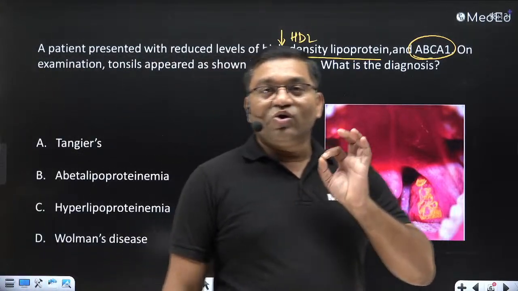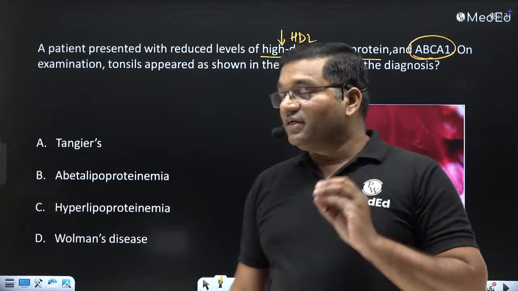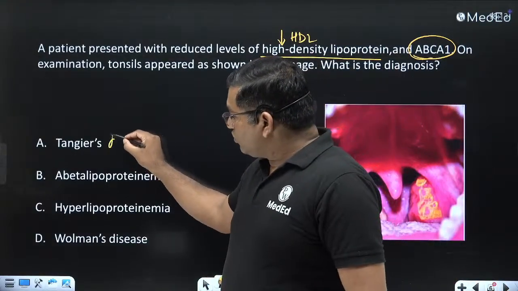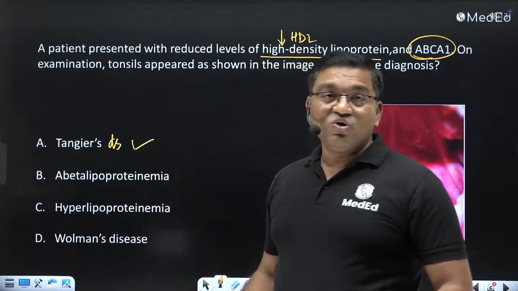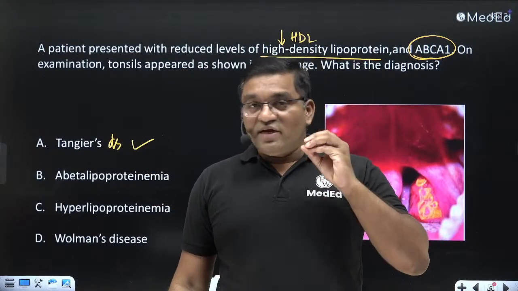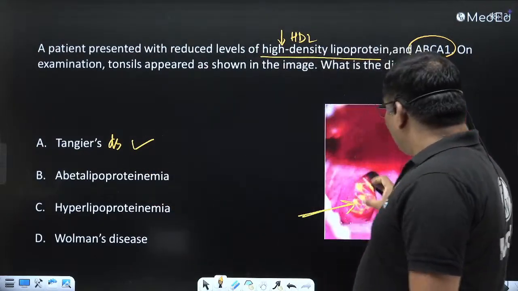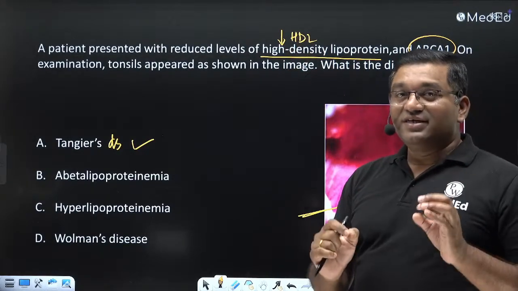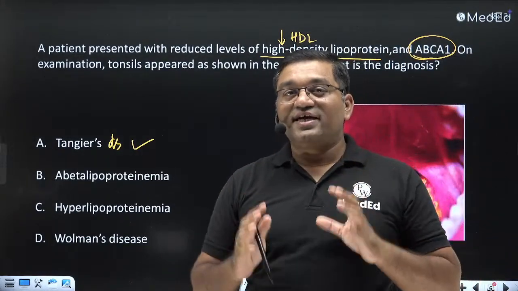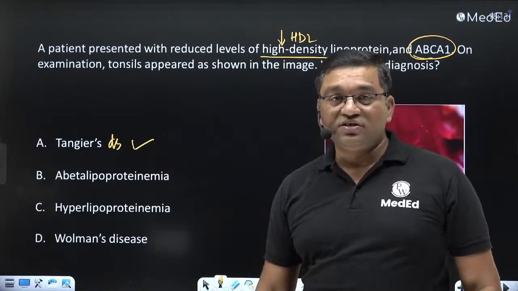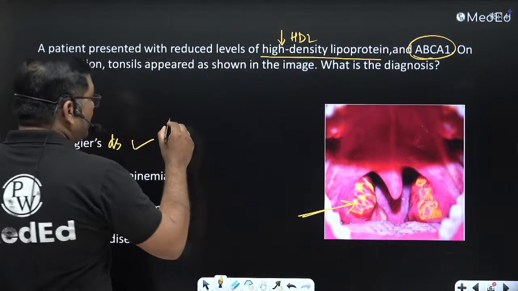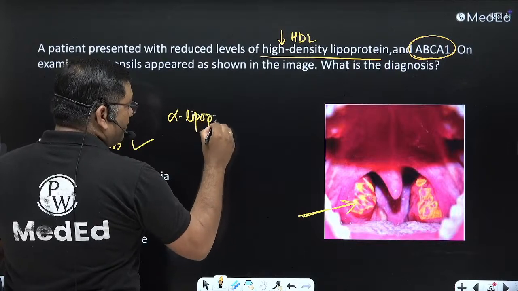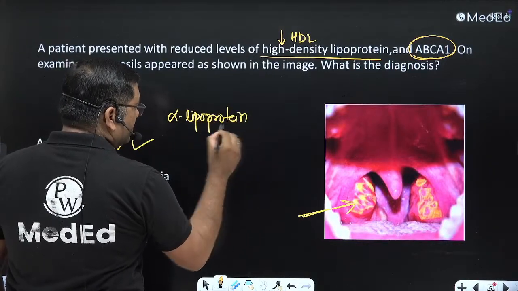See, yellow-orange tonsil. It is pathognomonic of Tangier disease. Yellow-orange tonsil, peripheral neuropathy, and decreased HDL level. These are the diagnostic features of Tangier disease. This is familial alpha lipoprotein deficiency. Alpha lipoprotein is HDL.